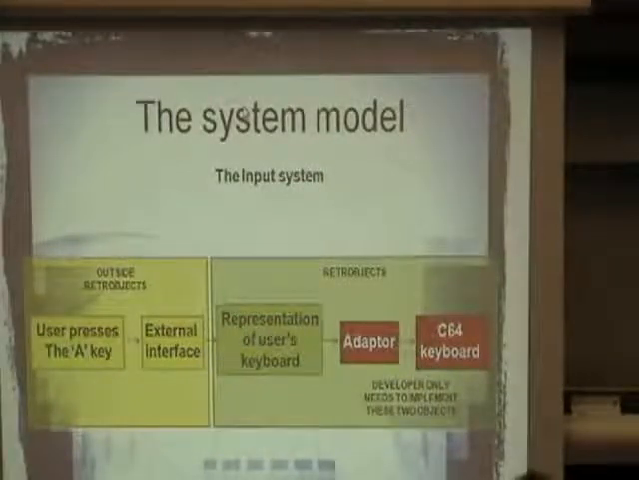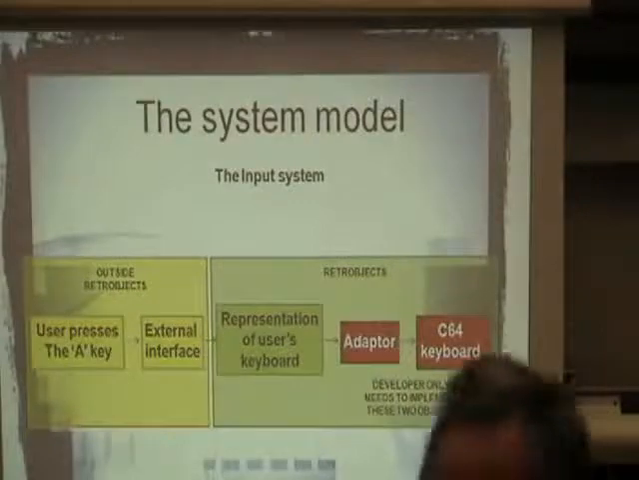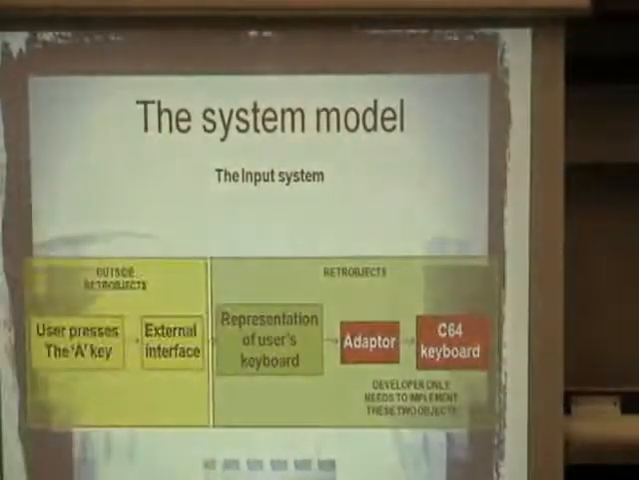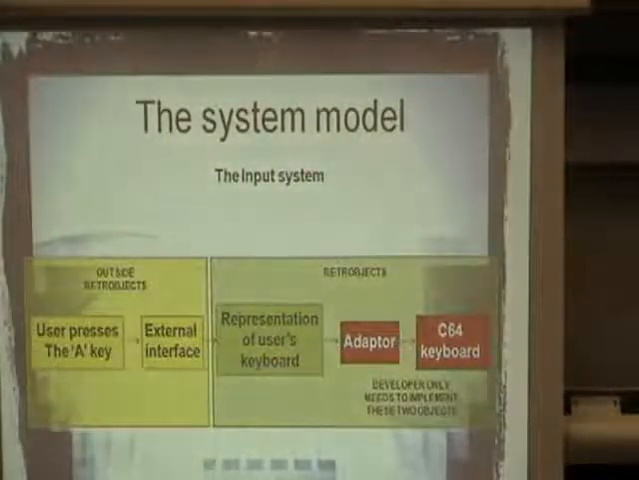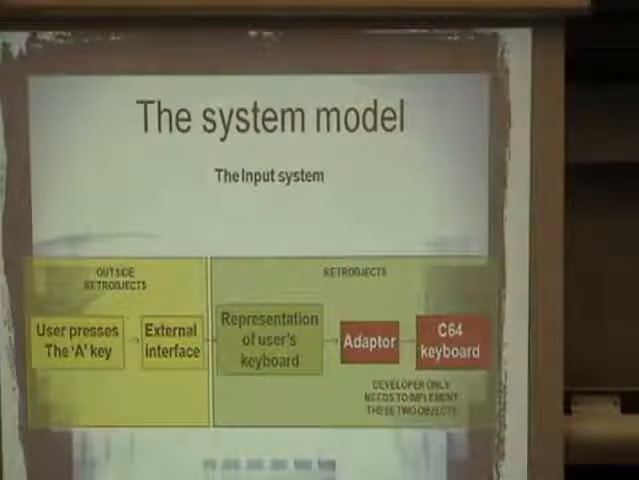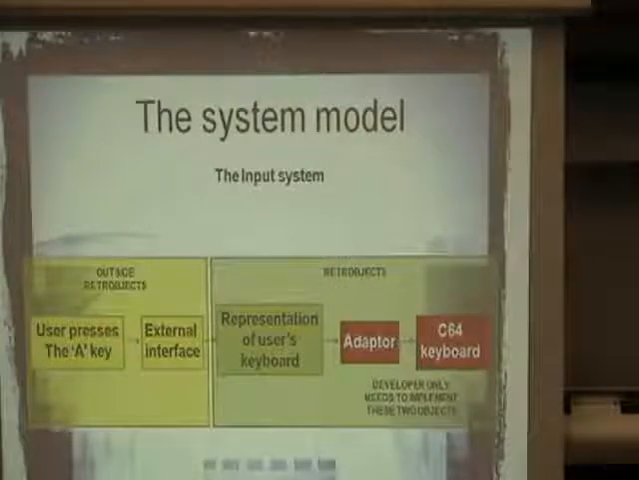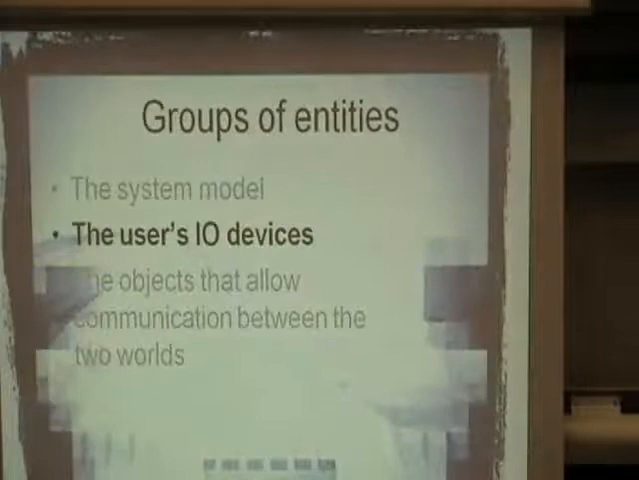Okay, so, let's go faster. The input system, very quickly. The user presses a key, so it is caught by an external interface. Then you have in the model a representation of the keyboard of the user, and that catches that event too, and that event, the key press, is passed to the adapter. The adapter is the one that I told you earlier, that takes that event and converts it into an action in the model, okay? So in this case, the adapter says, oh, the A key was pressed, so let's press the key at the keyboard, okay?